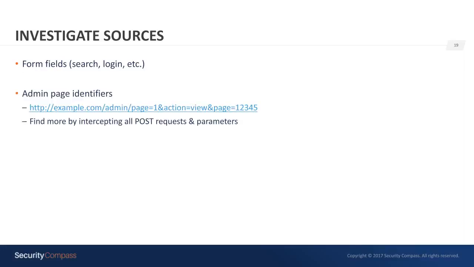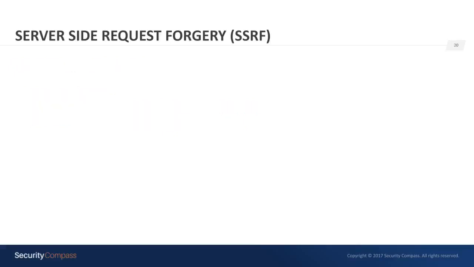You investigate sources. What does that mean? Sources is essentially form fields. The fields could be where people fill in something and they want to search for something, that's a field, or it could be a login field, right? It could be admin or administrator page identifiers. How does that work? Well, very simple. If you see in the URL here, page is equal to 1 could be an admin access only page, and page is equal to 1, 2, 3, 4, 5 could be a world readable page. So you investigate more by intercepting such post requests and adding these parameter values and seeing what happens, right?